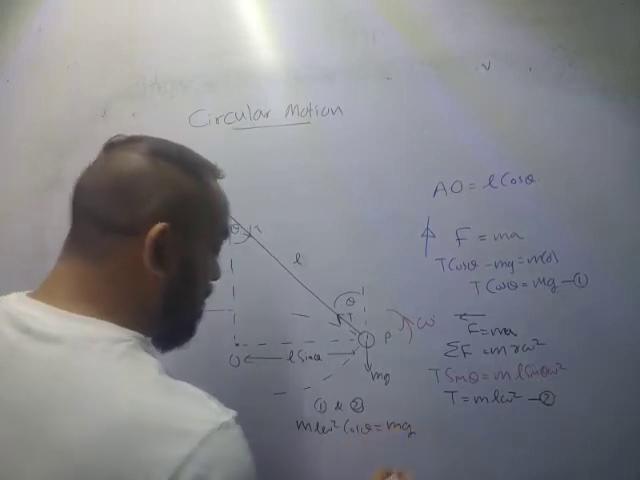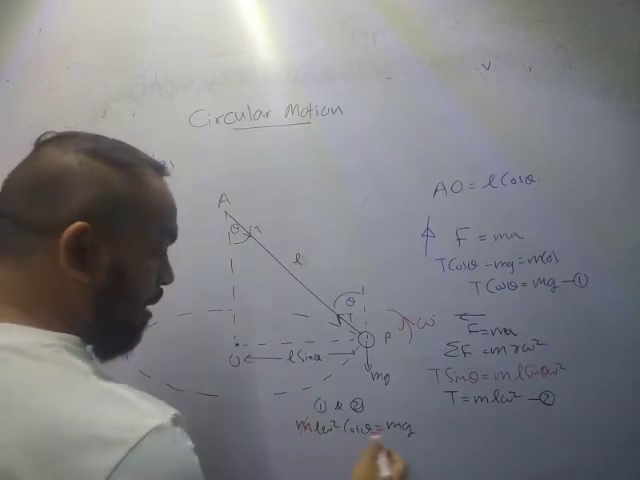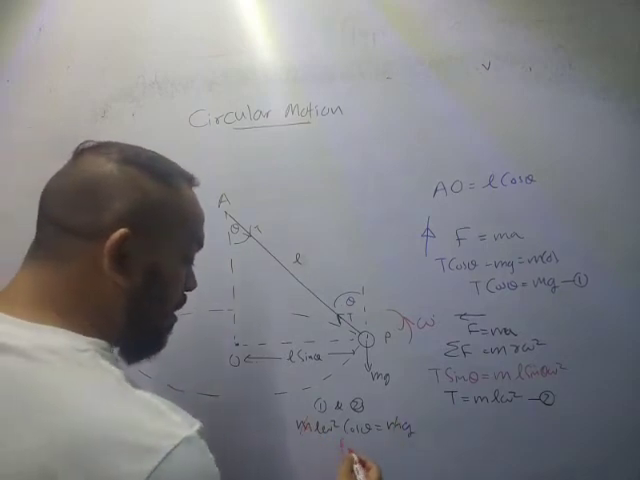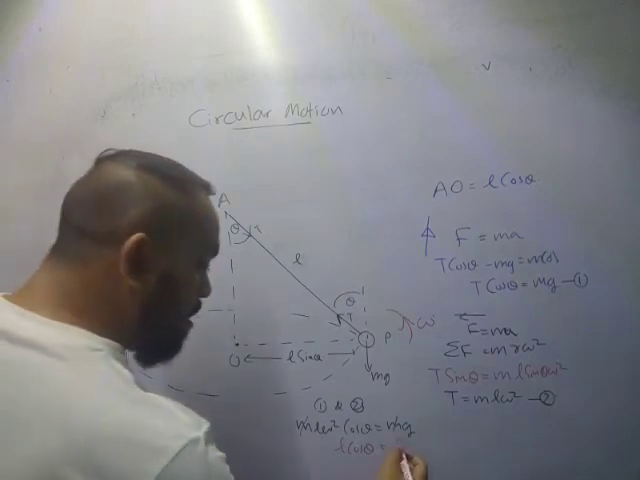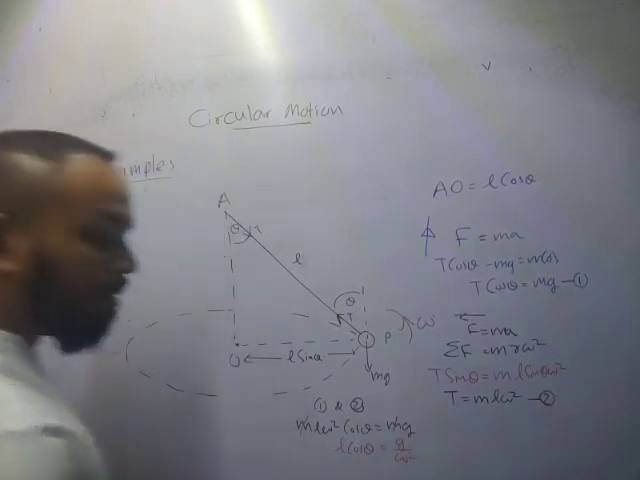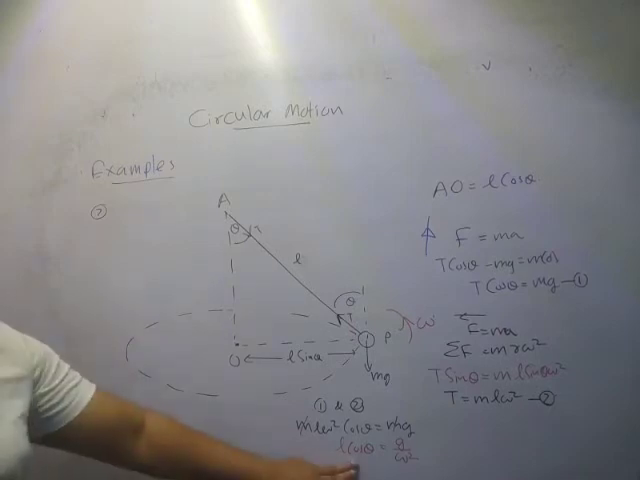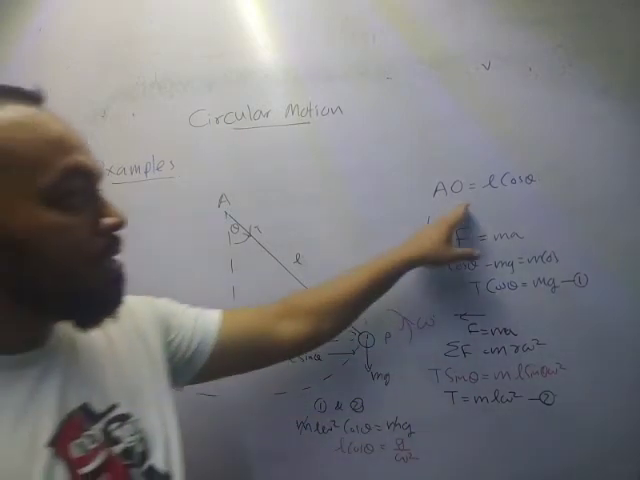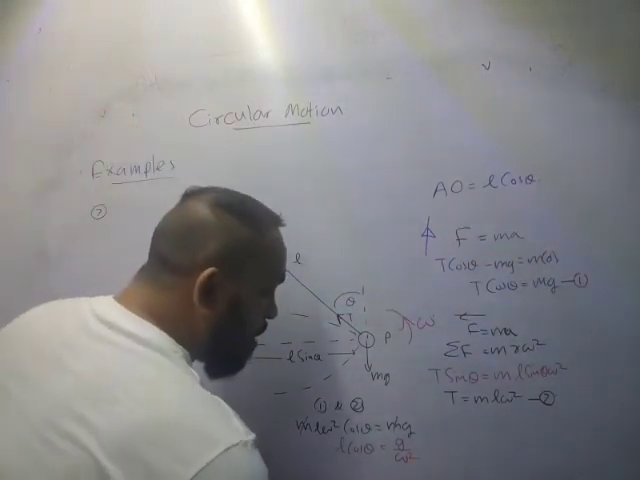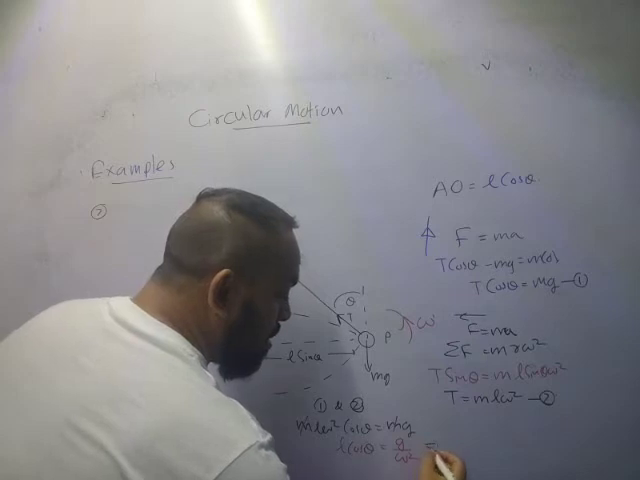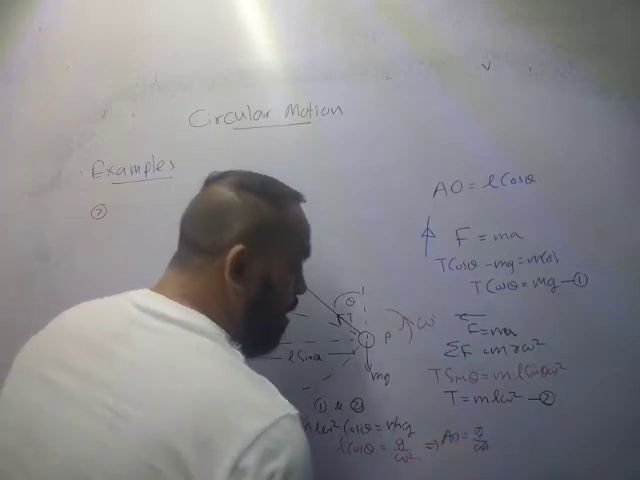M cancels with M, which gives L cos theta equal to G over omega squared. So what is L cos theta? L cos theta is AO. So this implies AO is equal to G over omega squared.